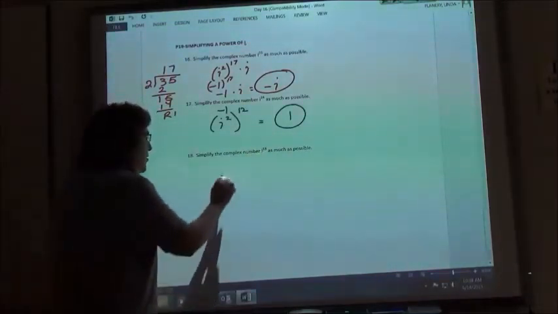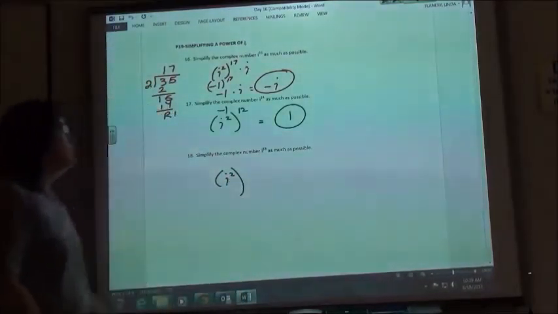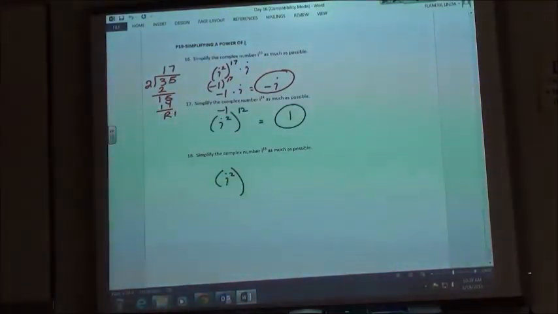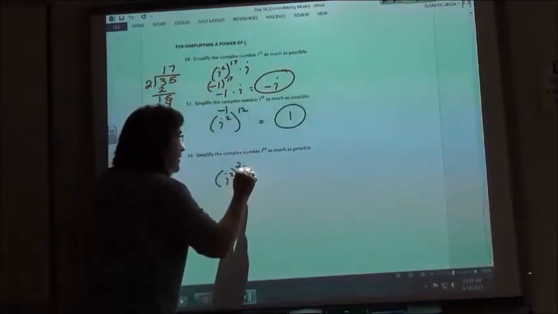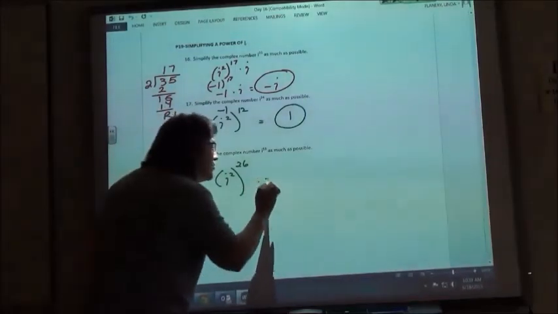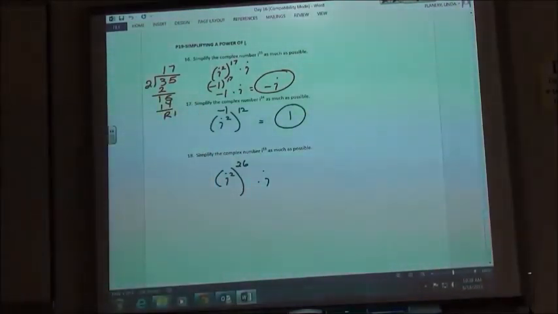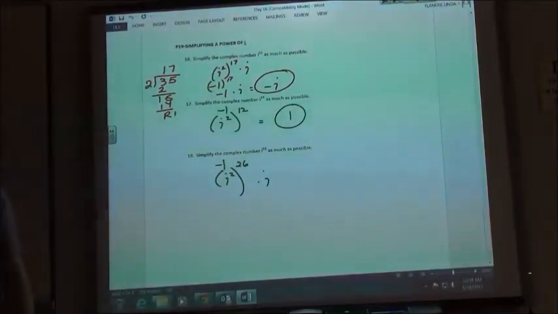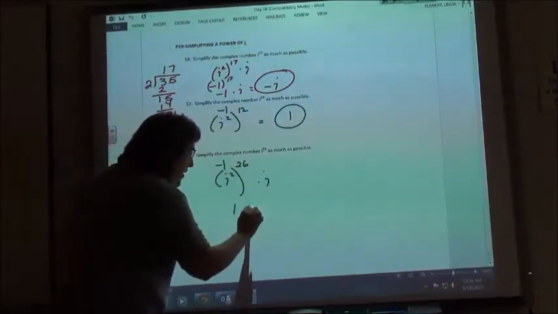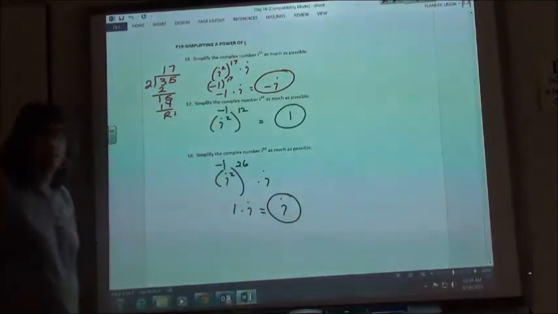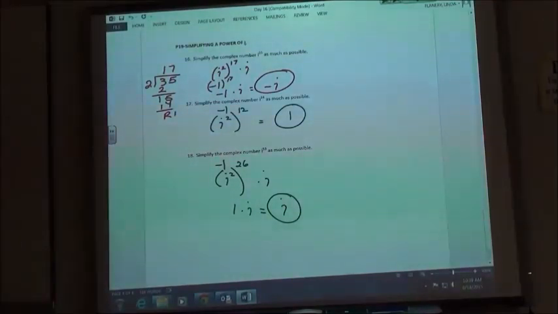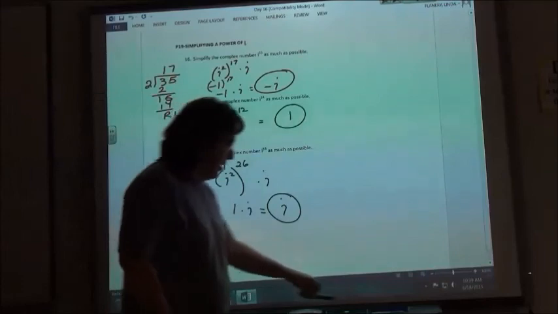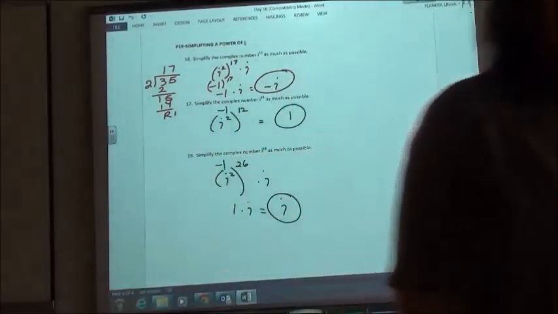So 18, we're going to write it as i squared to the 26th. That gives me 52, so I need that extra i on the end to get to my 53, right? i squared to the 26th power. Negative 1 to the 26th power is 1, and 1 times i just gives me i for my answer. All right. It's probably as much as they're going to do with imaginary numbers.